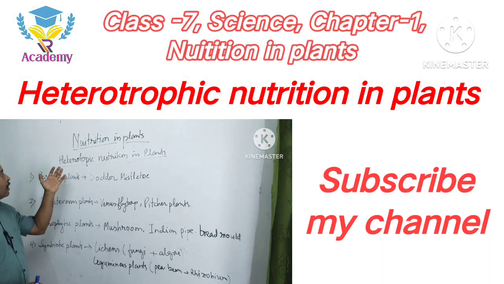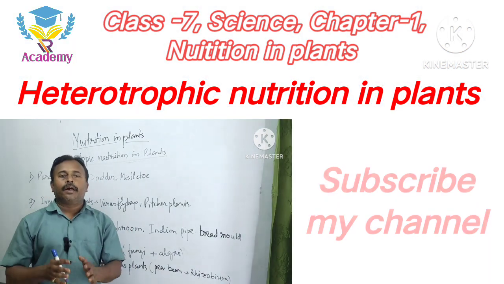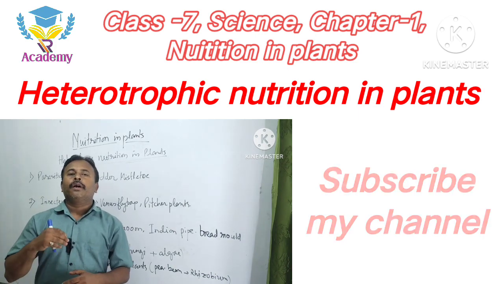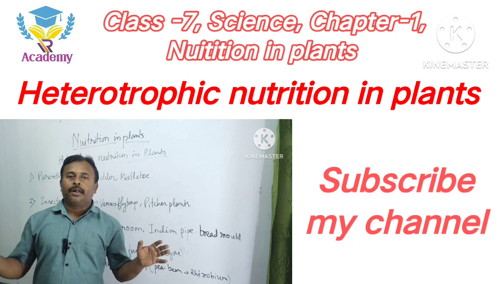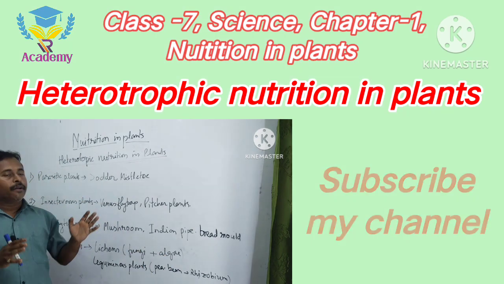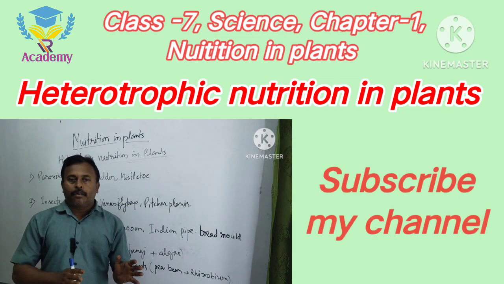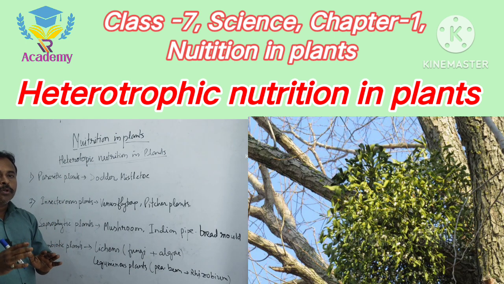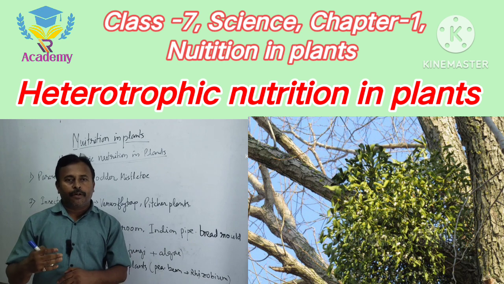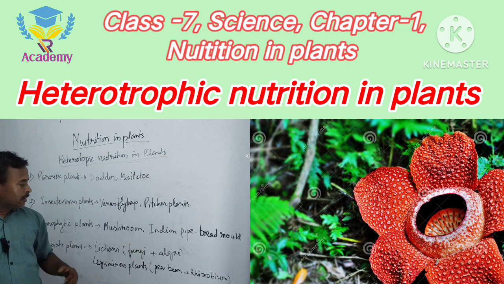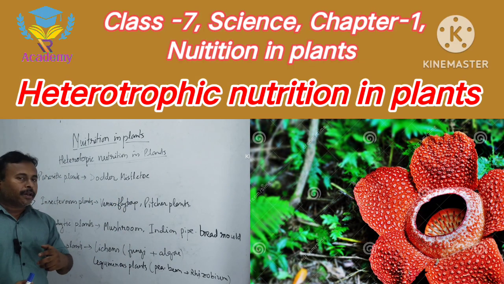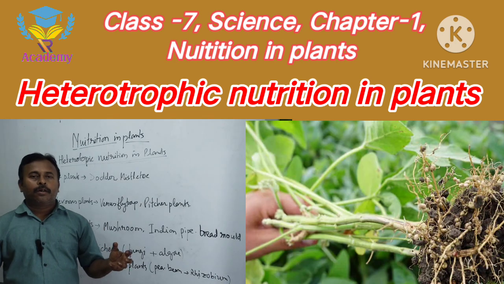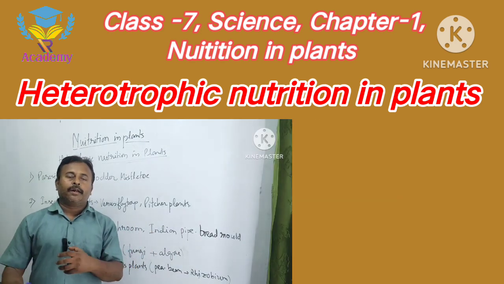So this way, these heterotrophic plants complete their nutrition. They are depending either on other plants or animals like insects to complete their nutrition, so they are called heterotrophic plants. And in the case of parasitic plants, we have seen that the host plants do not get any benefit from the parasites, whereas in the symbiotic association we have seen both the different types of species associate and help each other.